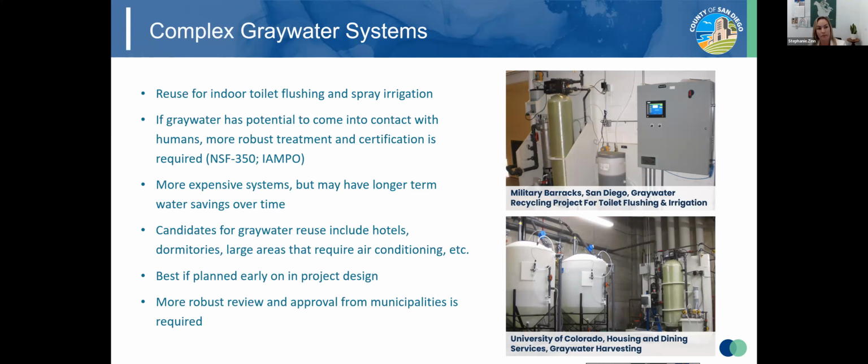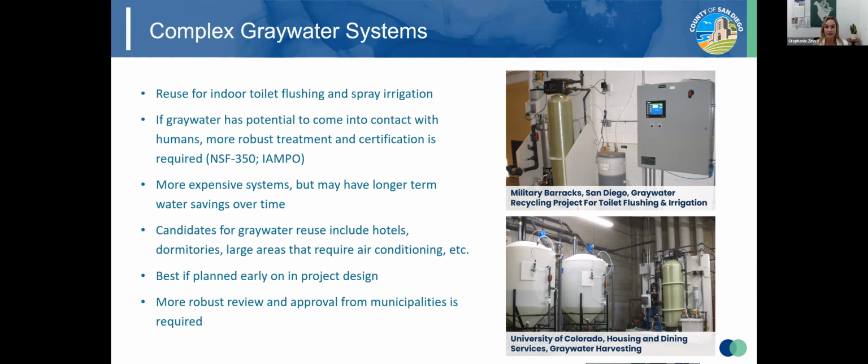So moving on to more complex graywater systems. For larger commercial businesses, you may have more than just one sink or shower. You may have multiple toilet facilities where you have a bigger opportunity to do this on a larger scale and reuse graywater resources for indoor toilet flushing or perhaps at a landscaped area via spray irrigation. So the difference here is when you have that type of use where you can come into contact with the public, there's going to be a much higher treatment standard required.